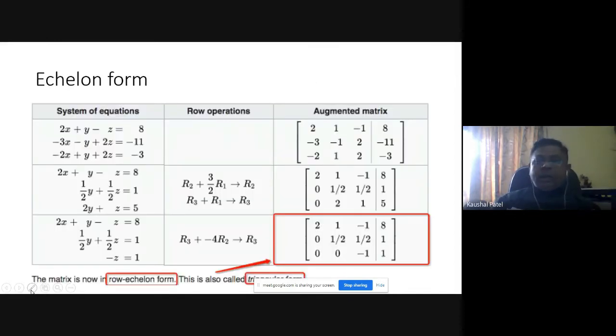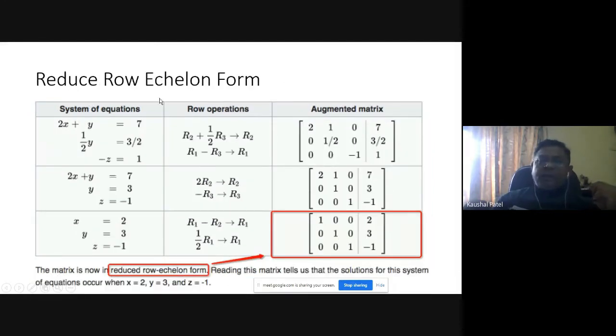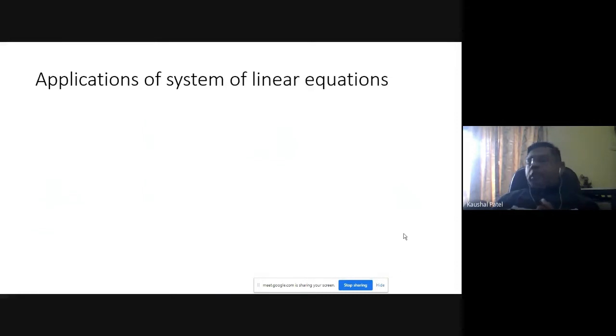So this is the row echelon form: whenever we have a system of equations, we convert it into a lower triangular matrix and we can achieve the results. Similarly, in the row reduced echelon form, we make the diagonal matrix only, and the lower and upper triangular parts must be zero, and we can directly achieve the result. This is called the Gauss elimination method. So these are the several techniques to solve a system of linear equations. Okay, now that's fine.